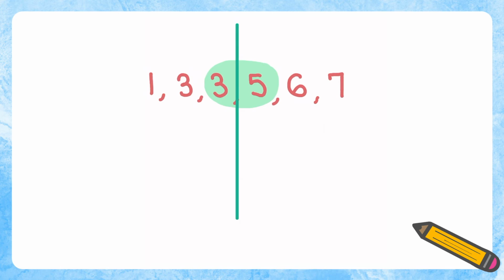So what's the middle of my lower half? It's 3. And then the middle of my upper half is 6. So I know that my first quartile, Q1, is 3. And then my second quartile right here, right in between 3 and 5, is 4. And then my third quartile is the middle of the upper half, so 6.